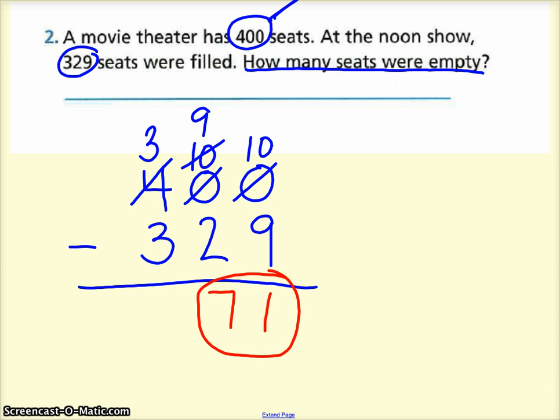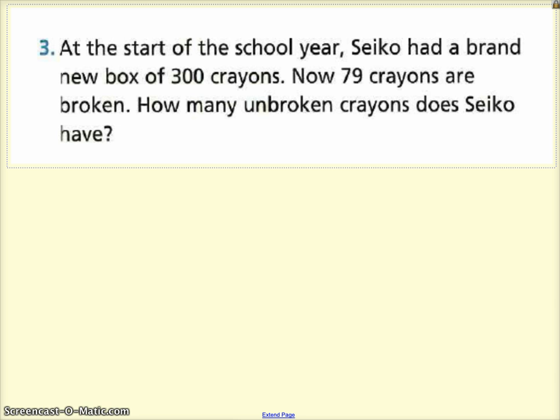You could also use a proof drawing to check your work. Let's try another one. At the start of the school year, Seiko had a brand new box of 300 crayons. Now 79 crayons are broken. How many unbroken crayons does Seiko have?